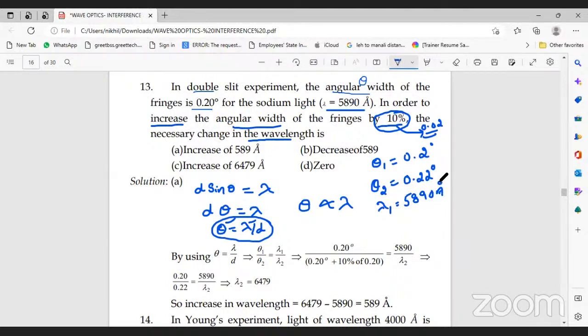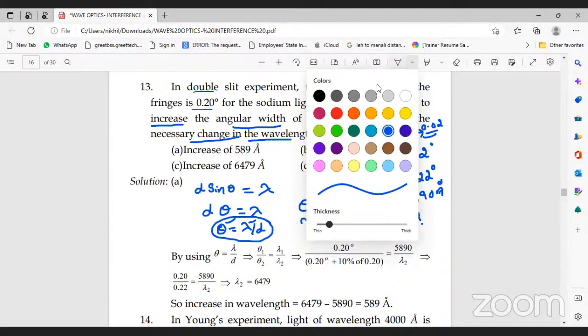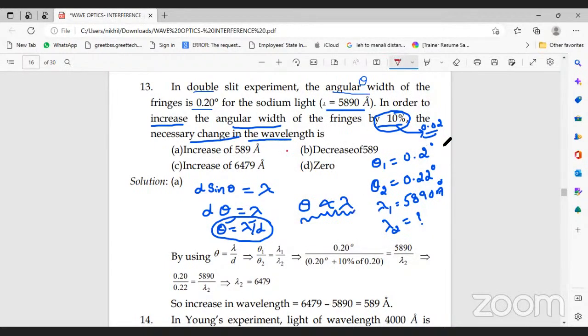What is wavelength lambda 1? 5890 angstrom. They are asking to find the necessary change in the wavelength, that is the second wavelength, lambda 2. Now, how are theta and lambda related? Directly proportional. If the angular width is increased, wavelength has to increase, right? Yes, sir. So the decrease is not possible. Either option A is correct or option C is correct.